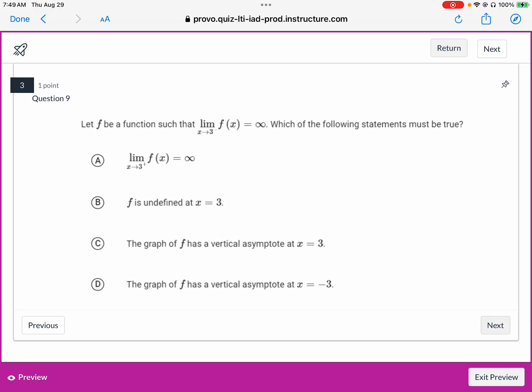Okay. Let f be the function such that the limit as x approaches 3 from the left of f of x is equal to infinity. So I know I have, well, I can't, yep. What do we have at x equals 3 then, if that's the case? There's a definition of vertical asymptote, right? So that one should be pretty easy.